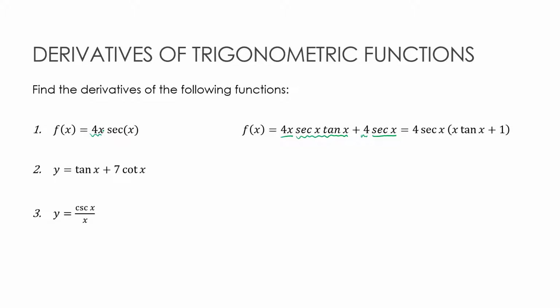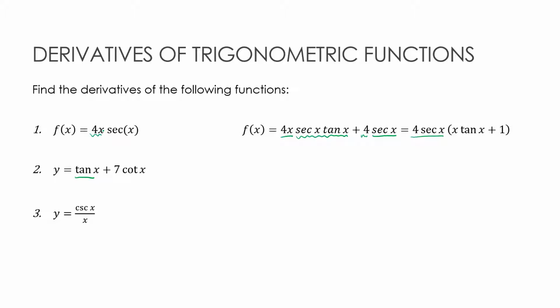Notice I just put the 4 first because I know that 4 should always come before secant x. Otherwise it would look like secant x4 or secant 4x, which is a different solution than 4 times the secant of x. And again, from here I've reduced. So I noticed that 4 secant of x could come out of both terms, which left me with x tangent x plus 1.